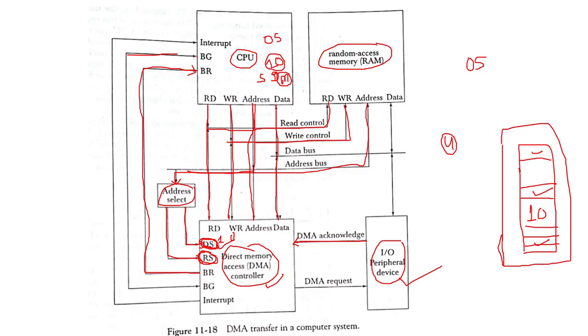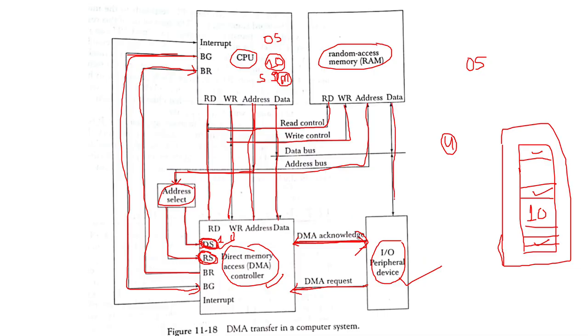Now the CPU says, okay, your bus request is granted. BG, bus grant. Now the DMA controller is ready, right? So this will set the DMA request as acknowledged. Sorry, this figure has a mistake. First of all, IO devices request the DMA, and then the DMA acknowledges and tells the IO peripheral device that your DMA request is acknowledged.